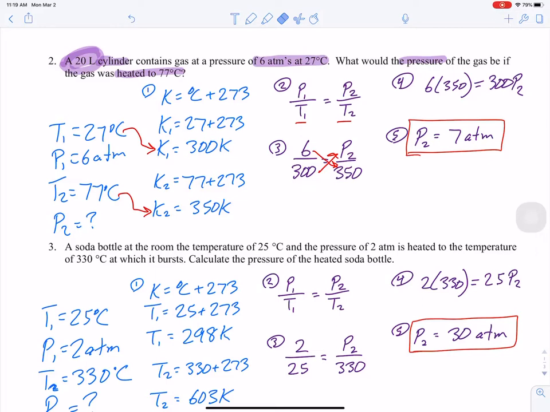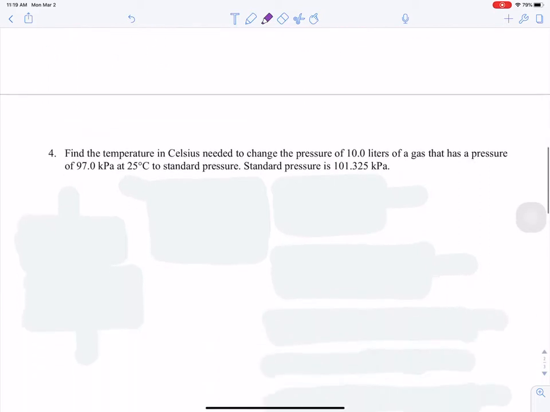Divide both sides by 300, and because this is only one significant figure, 6 atms, I round my answer to 1 sig fig. Right, so we know that when the temperature increases, the pressure is going to increase, and it did. It went from 6 to 7.